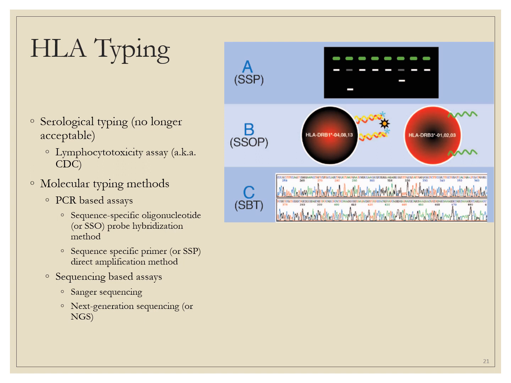SSP is sequence-specific primer, a direct amplification method. Those can be visualized in gel or by real-time PCR. And then we have SSO, which is sequence-specific oligonucleotide, a probe hybridization method, which can be visualized by flow cytometry, such as in Luminex testing. And then there's sequence-based assays, for which you can use Sanger sequencing or next-gen sequencing.